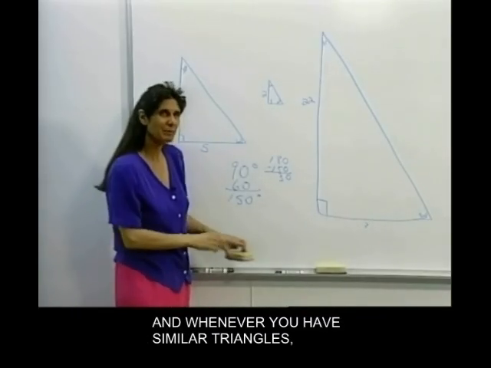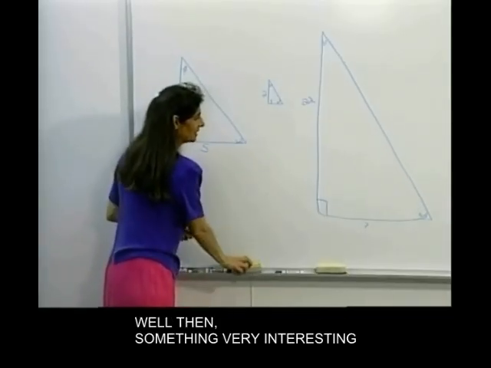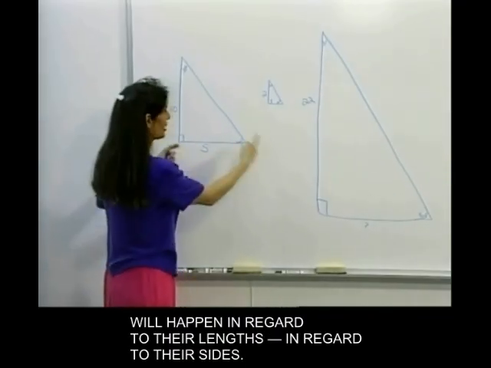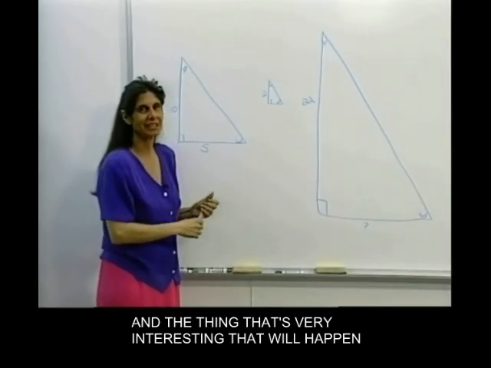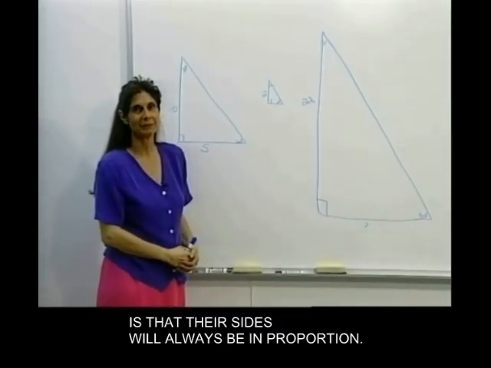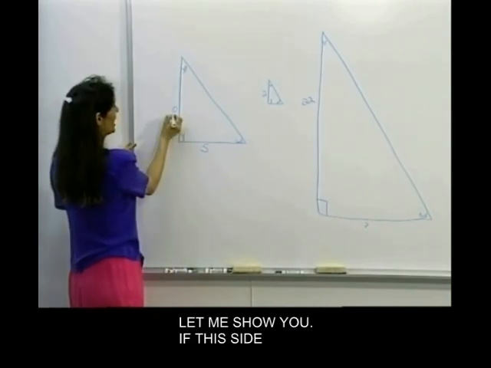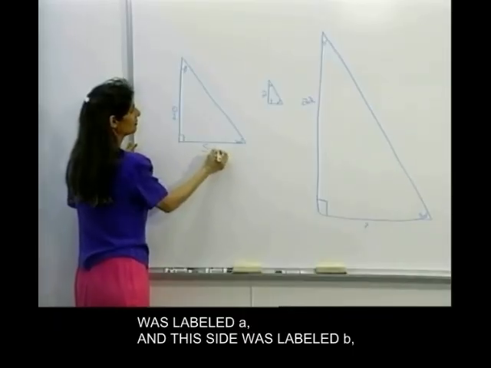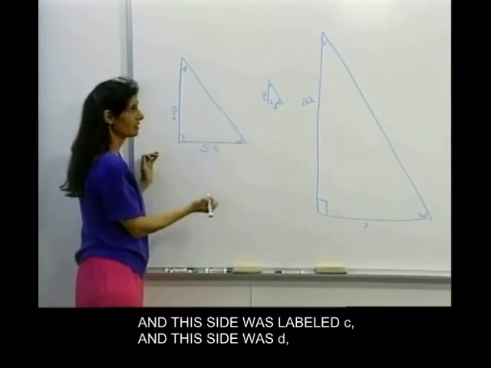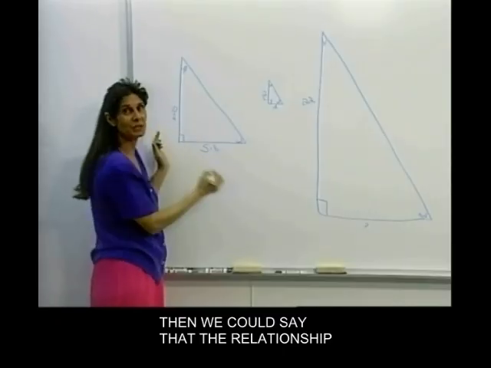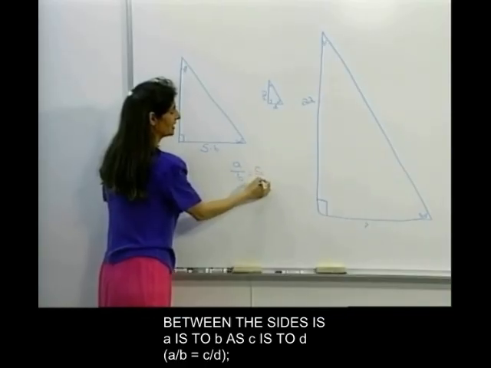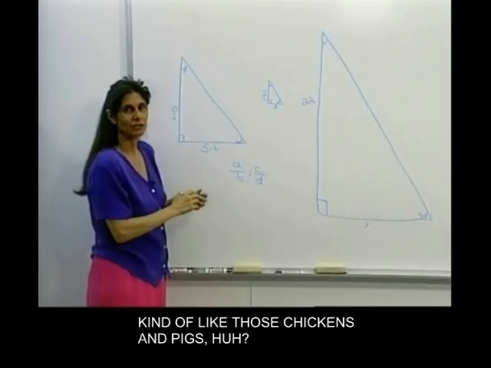And whenever you have similar triangles, something very interesting will happen in regards to their sides. Their sides will always be in proportion. Let me show you. If this side was labeled A and this side was labeled B, and this side was labeled C and this side was D, then we could say that the relationship between the sides is A is to B as C is to D. Kind of like those chickens and pigs, huh?